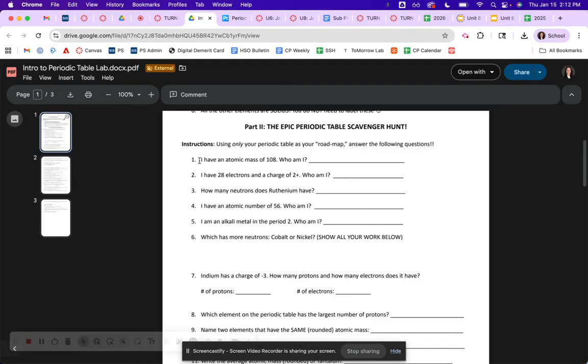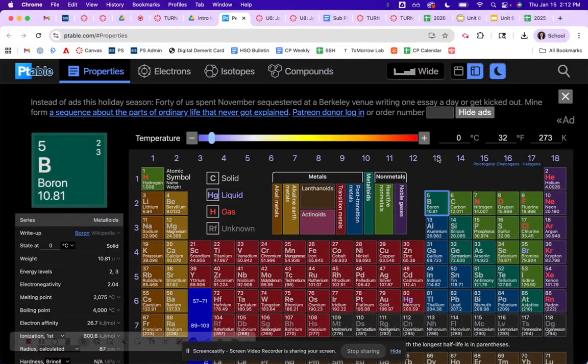You're going to say, okay, I have an atomic mass of 108. Who am I? Using this as an example, I would go to my periodic table and look at my decimals to find which one is closest to 108. I look and I go, oh, silver has a mass of 107.87.